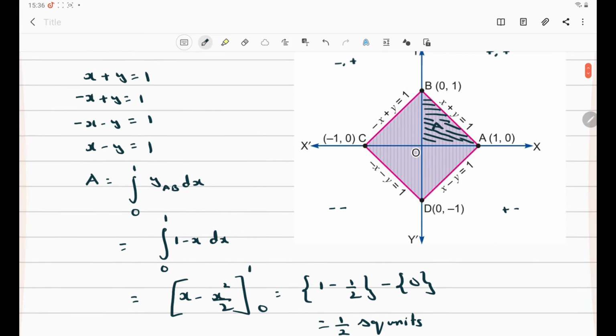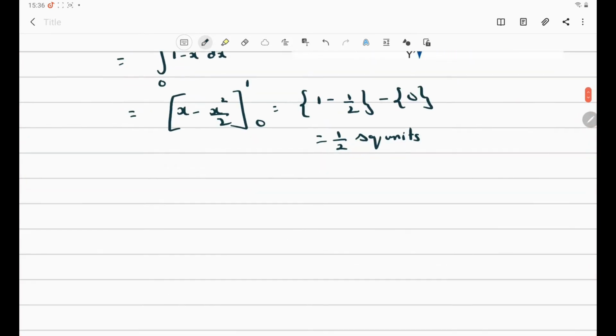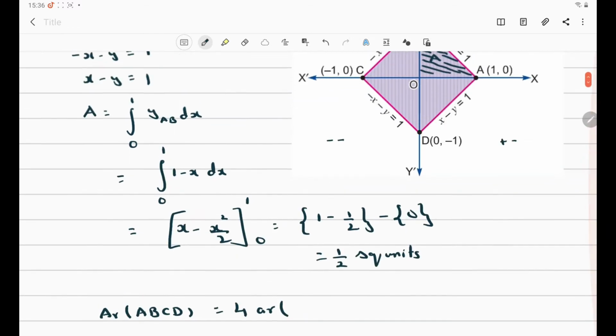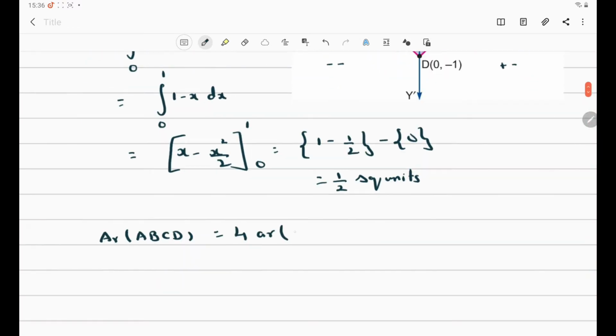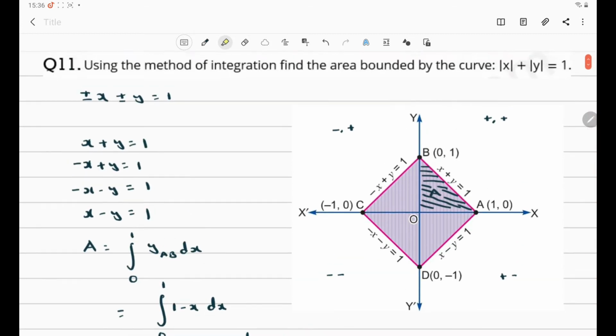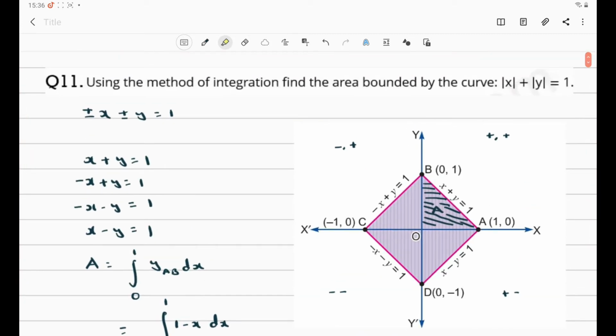Now we have to find the area of ABCD. The area of ABCD is nothing but 4 times the area of the triangle AOB, which is equal to 4 into half, which is equal to 2 square units. So this is how we find the area enclosed by the curve whose equation is given by mod x plus mod y equal to 1.